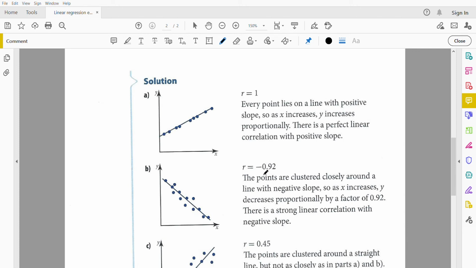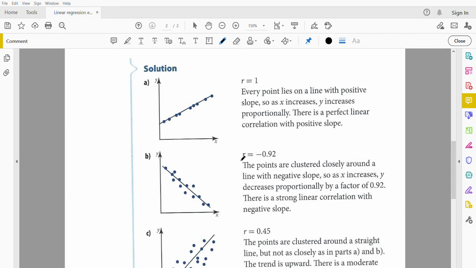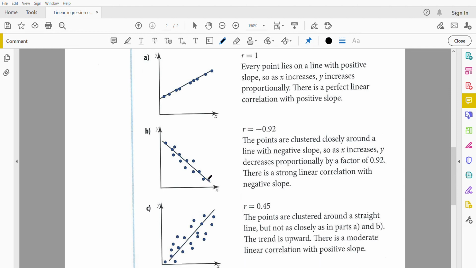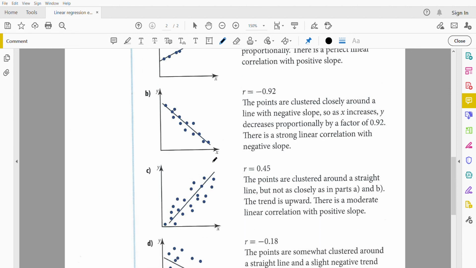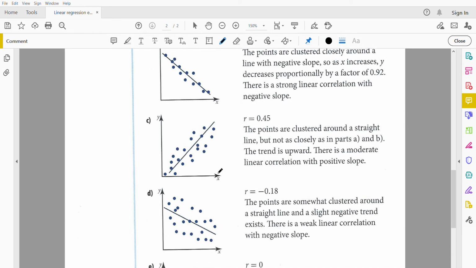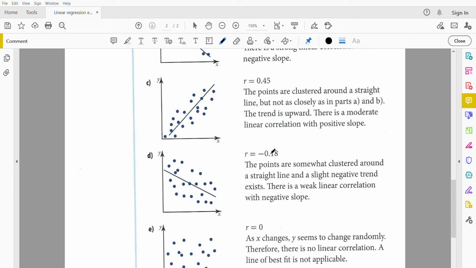And when you have R equals -0.92, the difference between R equals 1 and this one is that when the R values are positive, they are increasing lines with positive slopes. When the R values are negative, these are decreasing lines with negative slopes. And you notice that the points are not exactly sitting on the line. They're kind of clustering around it. And as these values approach 0, you notice that the points are more spread apart around the line and not as good. And as you can see here, this is R equals -0.18.